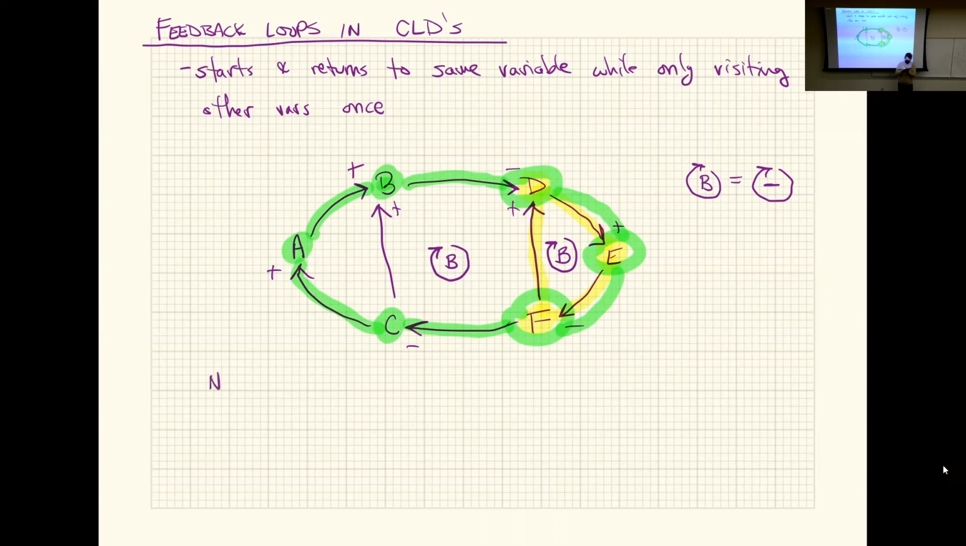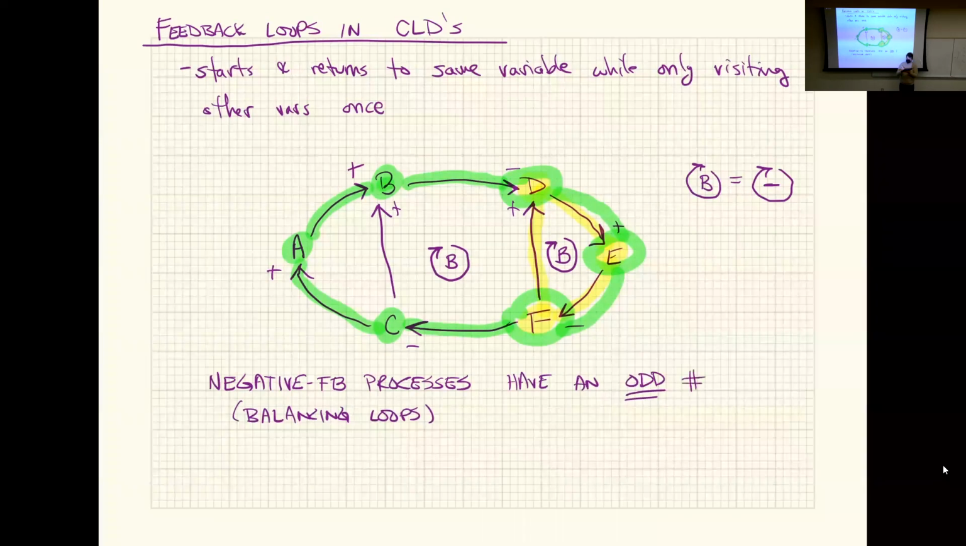So the rule here is that negative feedback processes, or we can call them balancing loops, have an odd number of negative links.